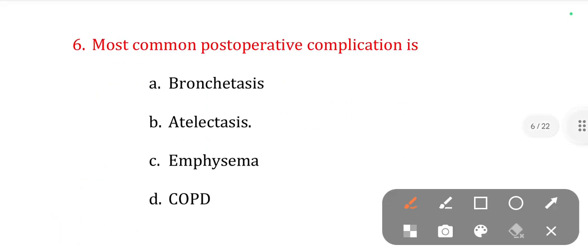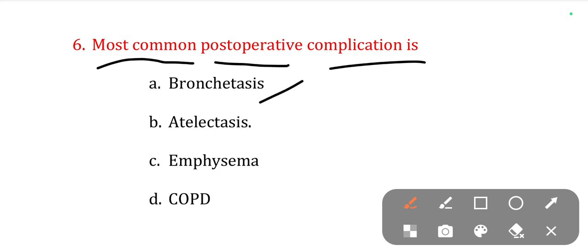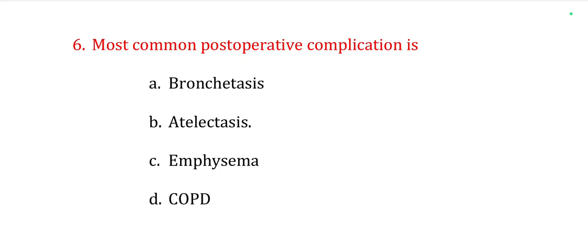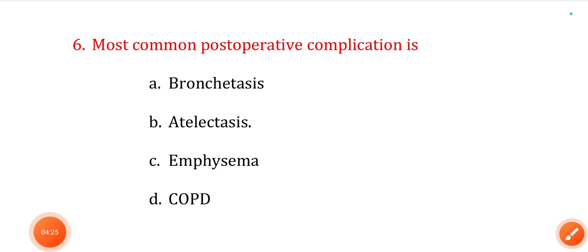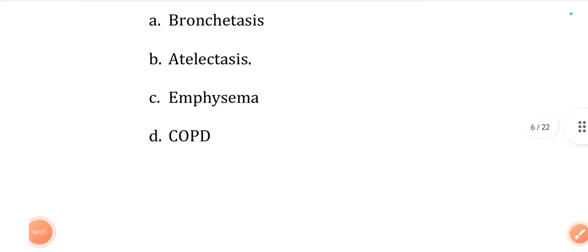The next one is, the most common post-operative complication is. Post-operative is nothing but when the patient comes after the surgery. Options are bronchiectasis, atelectasis, emphysema, COPD. The right one is option B, atelectasis. It is the most common post-operative complication of a patient. It is due to the anesthetic effect of the drug.